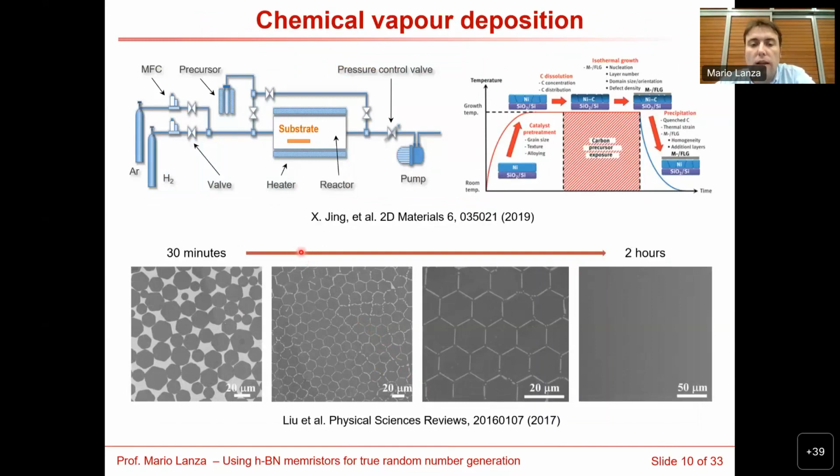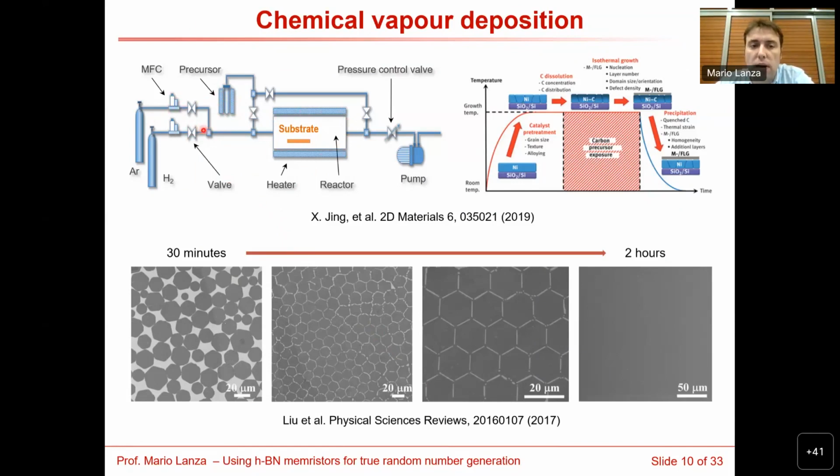So in 2009, another work was developed in which the authors synthesized graphene for the first time by chemical vapor deposition. Basically, they use a tube furnace with a catalytic substrate, in this case copper, and they have a precursor containing the molecules of the material that they want to deposit. And they have a carrier gas.